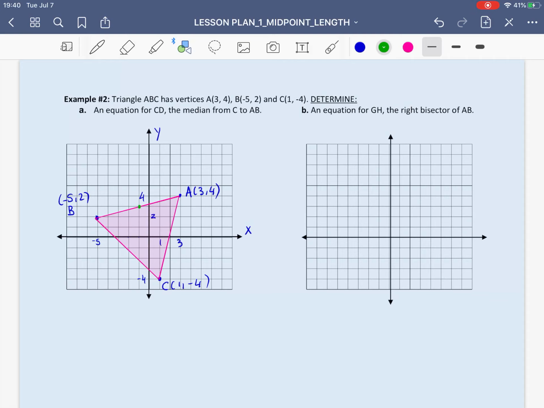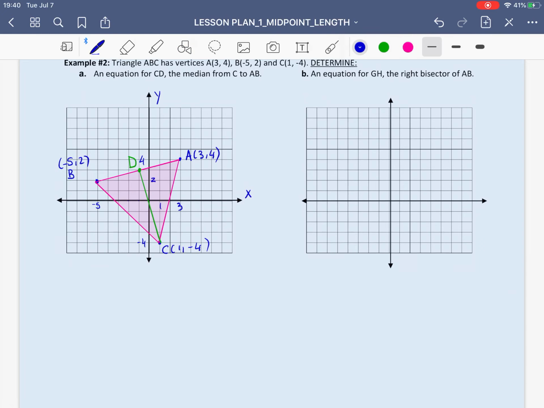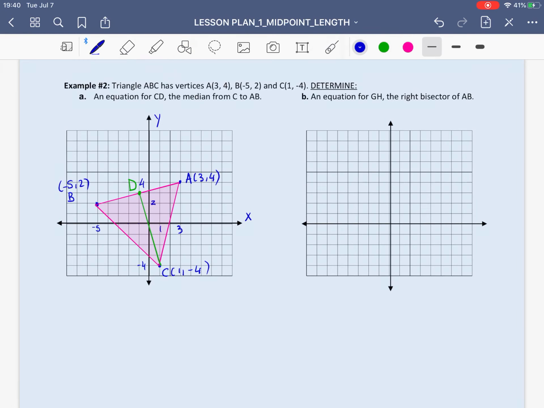So we have to find the midpoint. That means that the midpoint of AB must be D, since the median is called CD, right? And we'll connect the points C and D together, and we'll have to find the equation of it. Now remember, to find the equation of a line, we need the coordinates of the two endpoints, or we need the slope and the y-intercept. So I'm going to write the equation first.